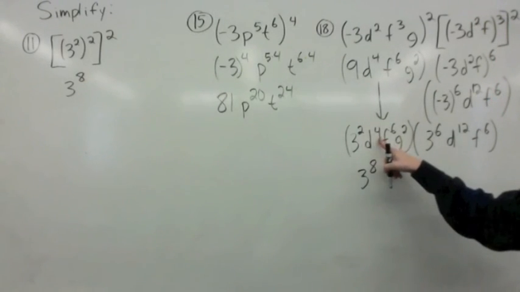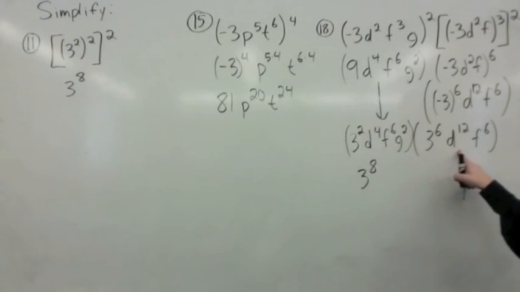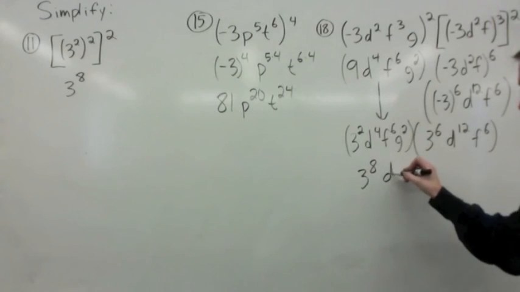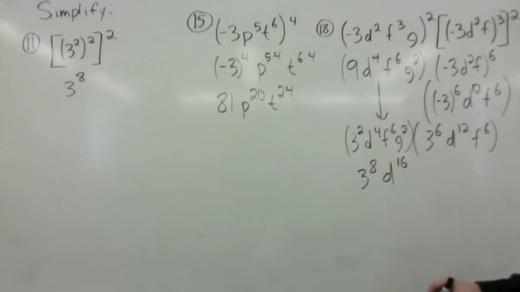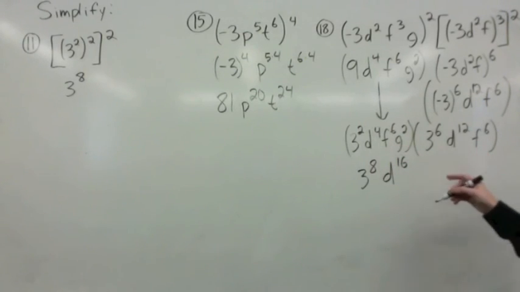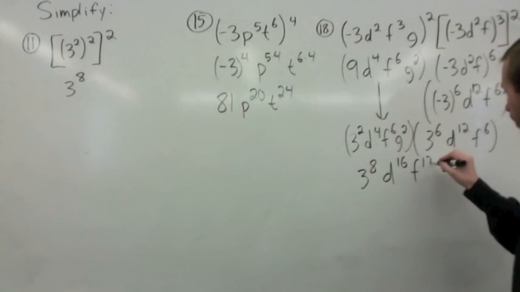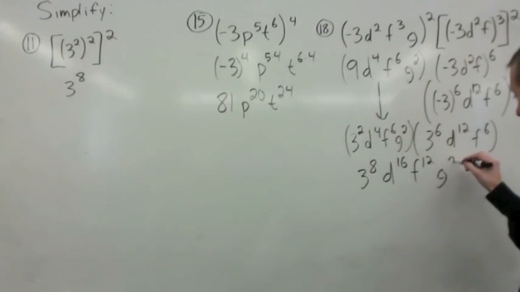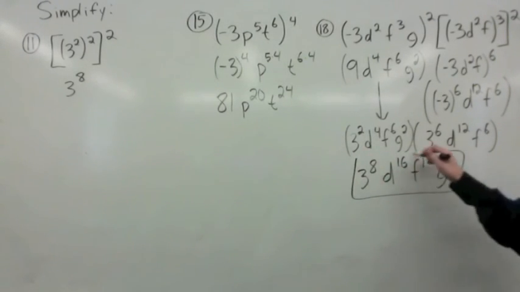I have d to the 4th and d to the 12th. These have the same base, so we're going to add these exponents. That was in the previous section that we did talk about. That's d to the 16th. f to the 6th and f to the 6th is going to make f to the 12th. And then lastly, g squared has nobody to multiply by. So it simply adds on at the end. That's pretty much what you're looking at.